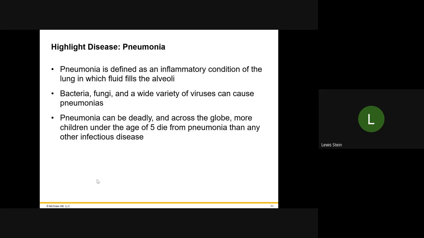And it's a problem. That's why most things are done outpatient. We want to get people up and moving, and out of the hospital shortly thereafter. It's not just bacteria, it's not just viruses. There are fungi, and they're famous. There are a lot of problems with it, and it can be deadly. As you can see, more children under the age of 5 die from pneumonia than any other infectious disease.